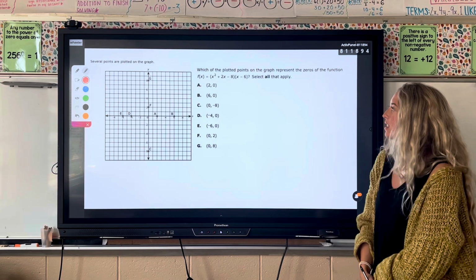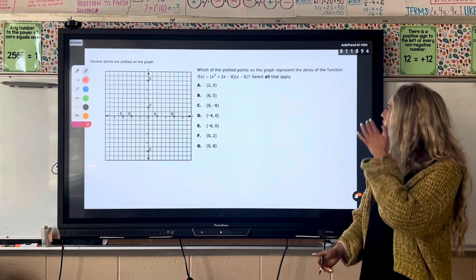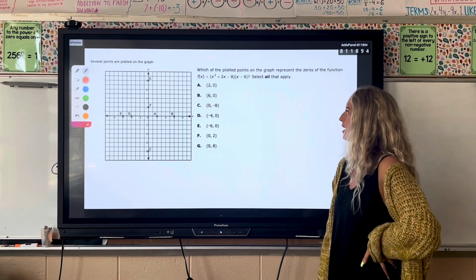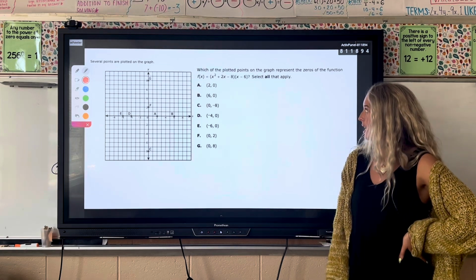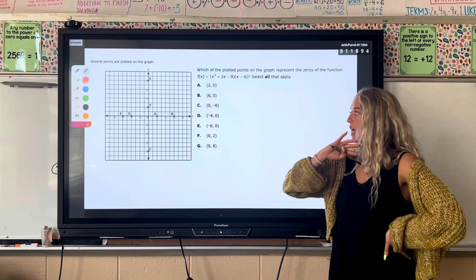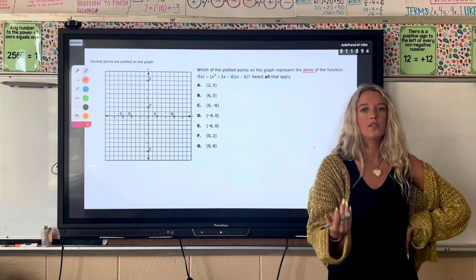First question that we have says several points are plotted on a graph. Which of the plotted points on the graph represents the zeros of the function f of x equals (x squared plus 2x minus 8) times (x minus 6)? Select all that apply. So first things first, we have a whole bunch of options and we are looking for the zeros of this function.